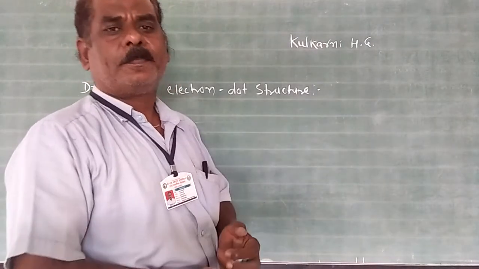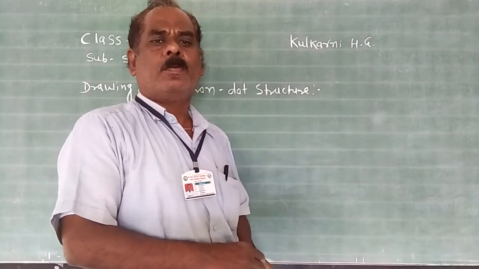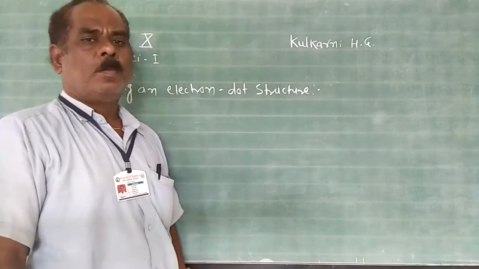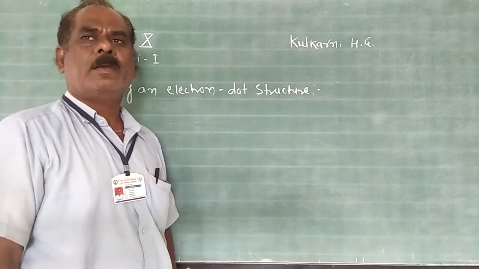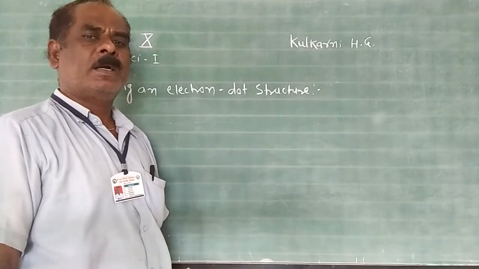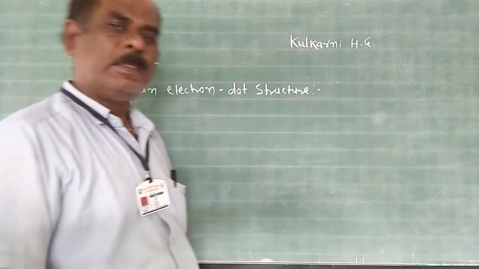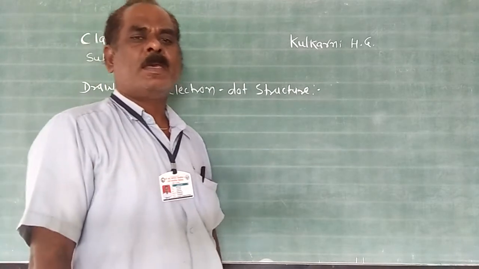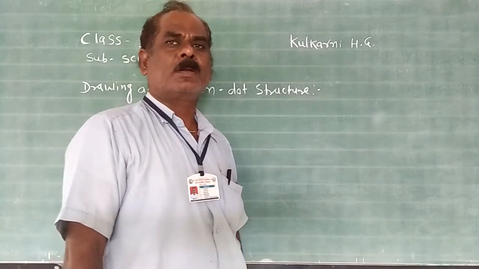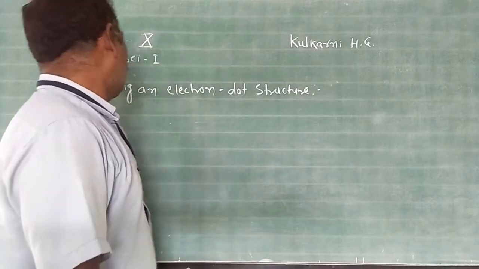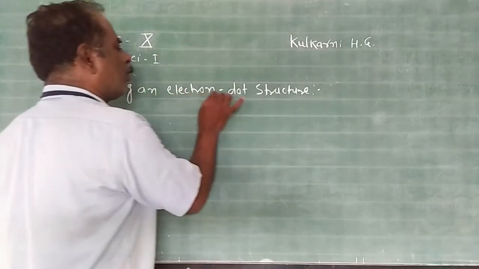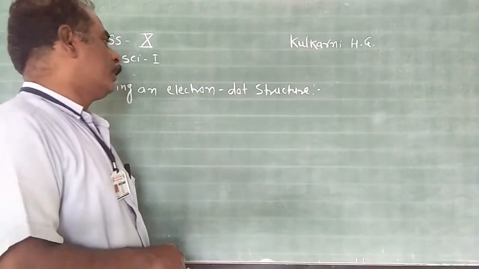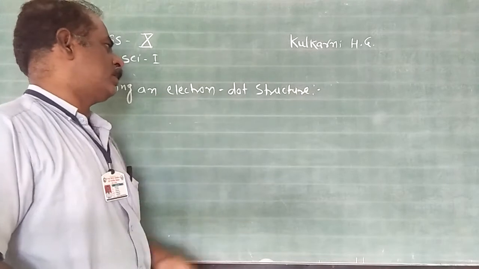Good afternoon, students. In the last lecture, we discussed the carbon compounds and bonding in carbon compounds. You know that carbon compounds contain covalent bonds, and a covalent bond is formed between two atoms by the sharing of electrons, is it not? Today, I will teach you the next point: drawing electron dot structures of molecules. How will you draw the dot and dash structures?